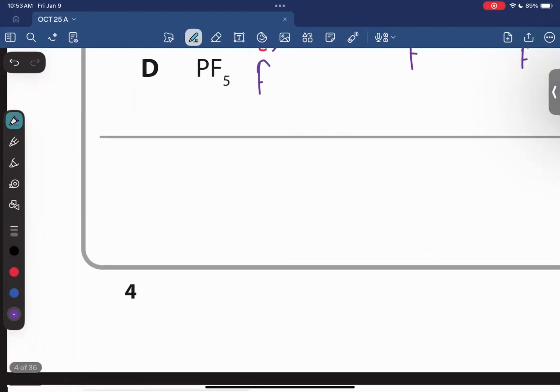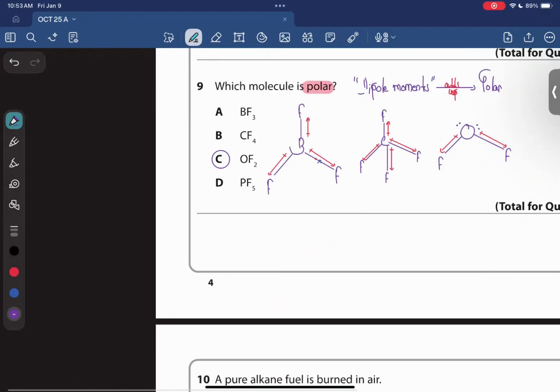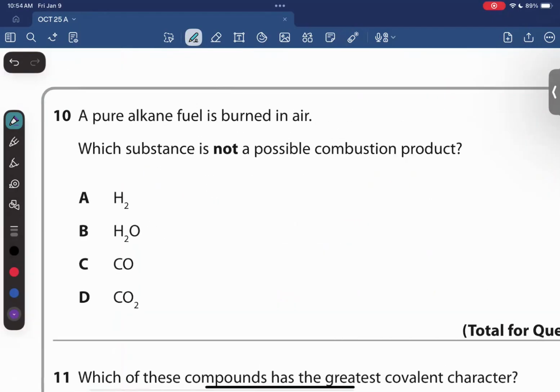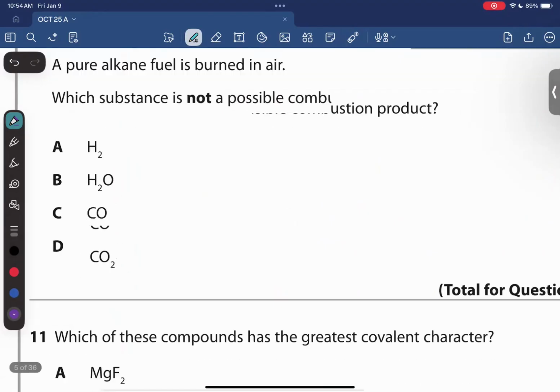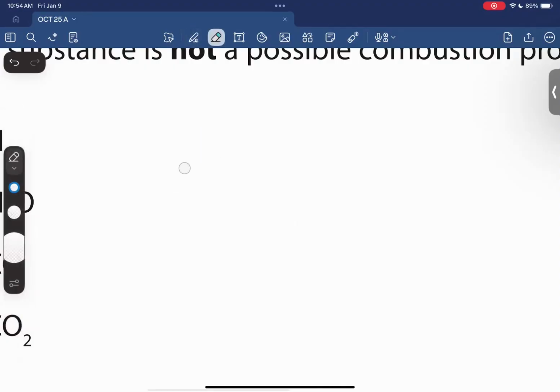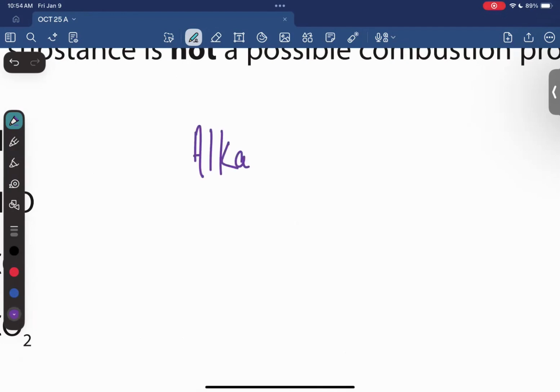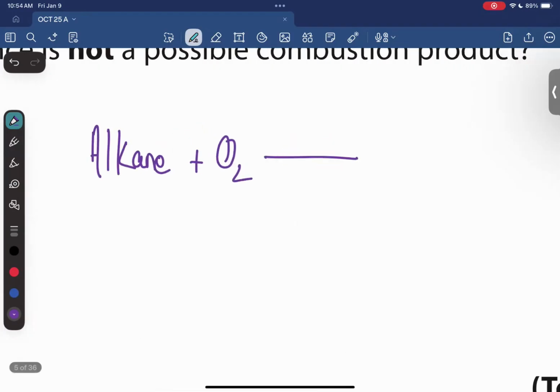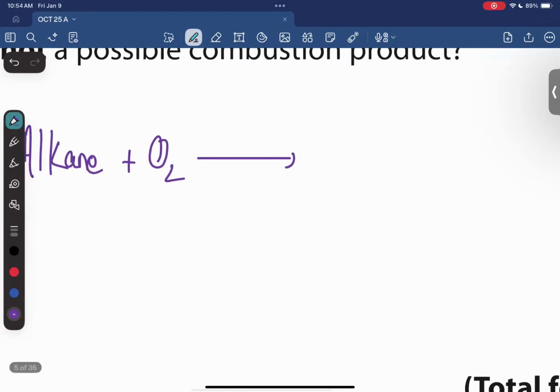Okay, moving on to the next question, question number 10. A pure alkane fuel is burned. Which of the substances is not a possible combustion product? Okay, so whenever you're burning something in the presence of oxygen, let's just say an alkane, whenever an alkane burns in the presence of oxygen, it leads to the formation of carbon dioxide and water.